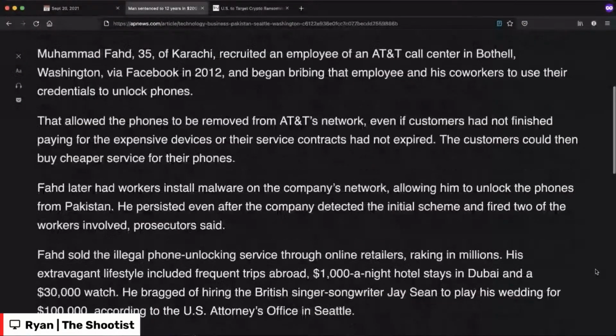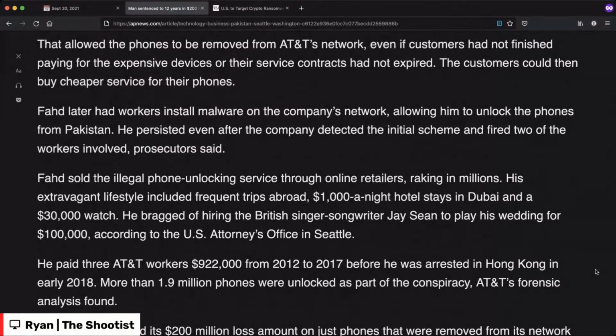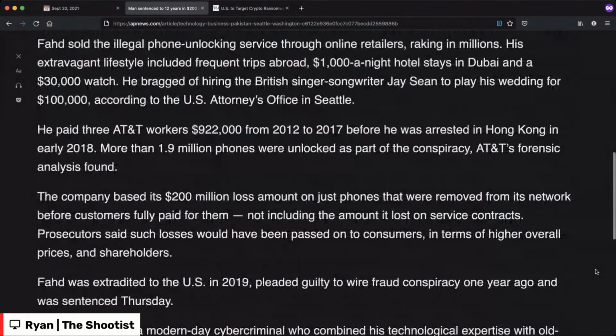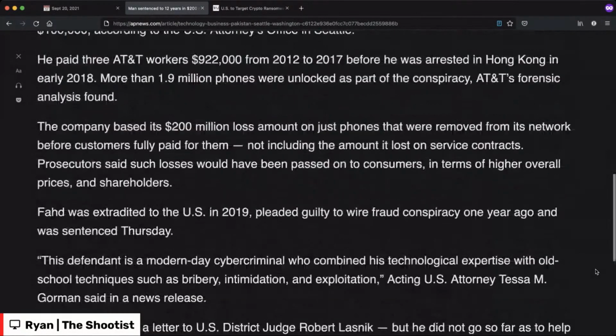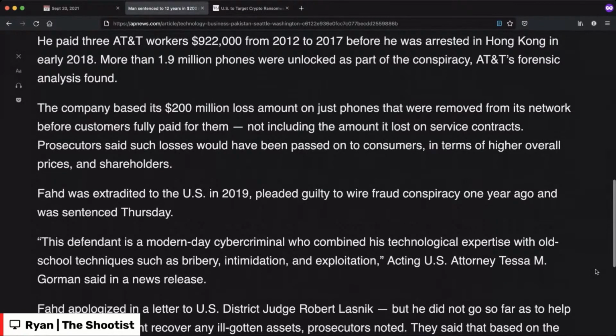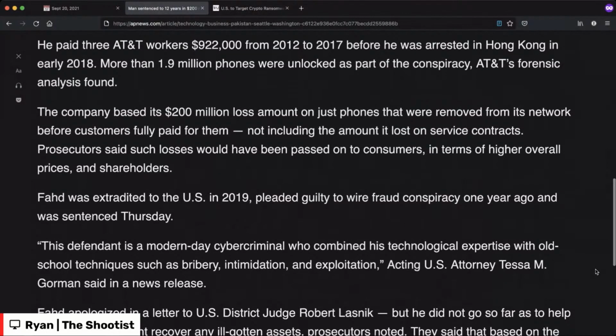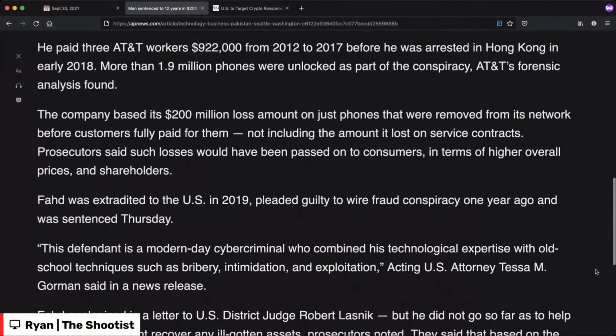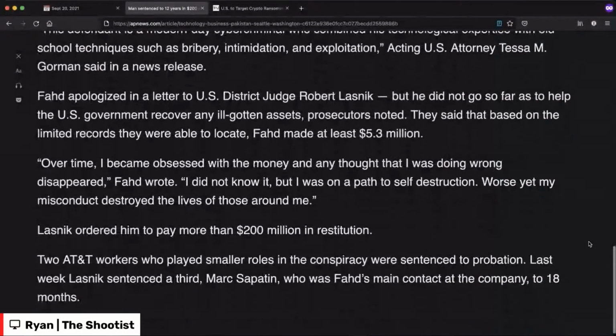What this particular gentleman in Pakistan was doing was bribing AT&T employees in a call center in Washington, and he was paying them. I think he paid something like $922,000 in bribes to AT&T employees so that he could unlock phones. Now, is this a couple of phones? Is this one phone? No. Is this 10 phones? No. Is it 20 phones? Still have to go higher. I think it's something like 1.9 million phones were unlocked. And this scheme, they believe, cost AT&T $200 million.